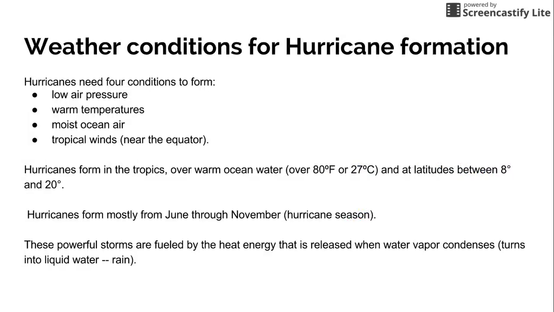So what are the weather conditions we need for a hurricane to form? They need 4 different things: low air pressure, warm temperatures, moist ocean air, and tropical winds near the equator. They form in the tropics over the warm ocean water, about 80 degrees Fahrenheit or 27 Celsius, and at latitudes between 8 degrees and 20 degrees. They form usually through June to November, which is considered the hurricane season.